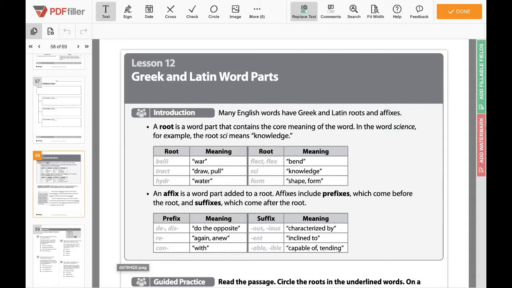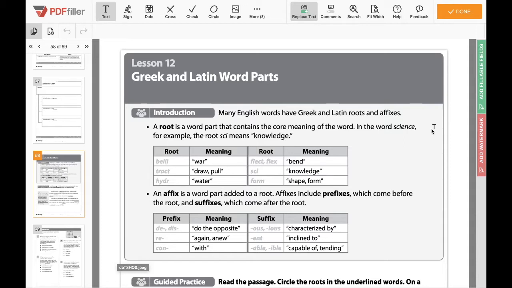So it says, specifically we'll start with roots. So there's roots and then affixes. The first one we're talking about is a root. A root is a word part that contains the core meaning of the word. In the word science, for example, the root sci means knowledge. So you see the SCI means knowledge. Well, we know science has a lot to do with knowledge of how the world works and things like that, and lots of things having to do with medicine and everything. So knowledge about those specific things.